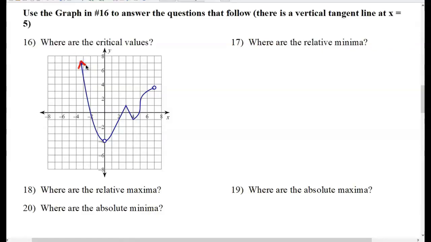Now, let's just say there wasn't a dot there. Let's just say it was just an arrow. Well, then that's not a stopping point anymore. It just keeps going. So if I asked you what's the absolute max here, you'd say there isn't one because it just keeps going up forever. There is no absolute max. It gets higher and higher and higher.